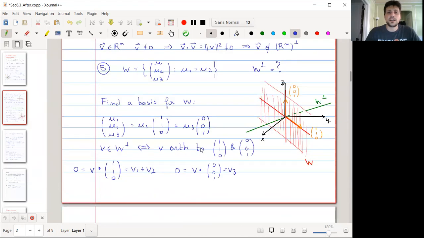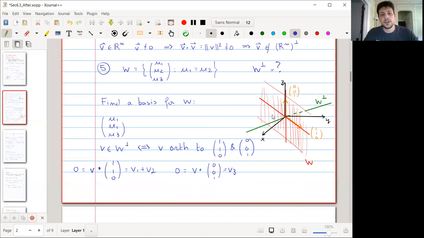Let's have a look at a somewhat juicier example. It's a little bit more interesting because it's less special as a case. Suppose I give you the space W, which is given by U1, U2, and U3 vectors such that U1 is equal to U2. And we want to compute W perp.